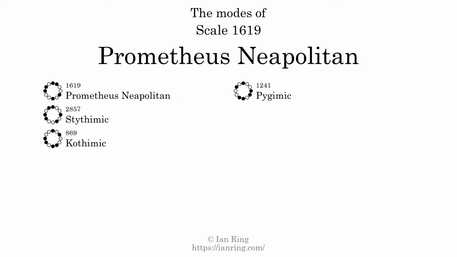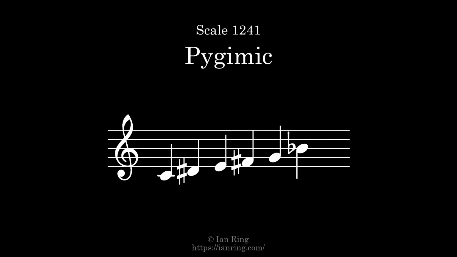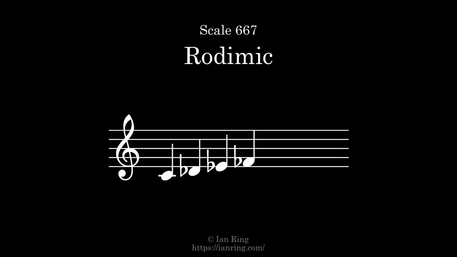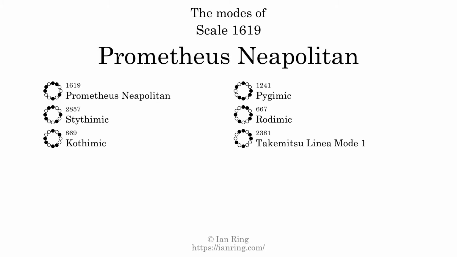The fourth mode is scale 1241, also known as pygamic. It sounds like this. The fifth mode is scale 667, also known as rhythmic. It sounds like this. The sixth and last mode is scale 2381. Also known as Takemitsu Linea mode 1. It sounds like this.